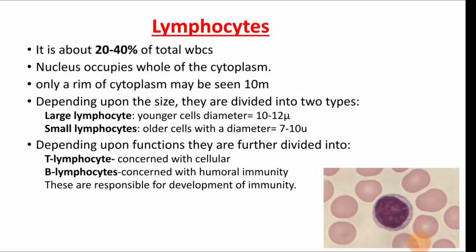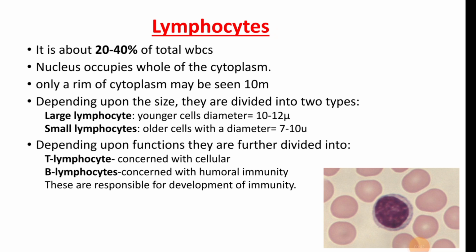Lymphocytes, it is about 20 to 40% of total WBCs. Nucleus occupies whole of the cytoplasm. Only a rim of cytoplasm may be seen. Depending upon the size, they are divided into two types, that is small lymphocyte and large lymphocyte. Large lymphocyte is the younger cell that measures 10 to 12 micrometer, and the small lymphocyte is the older cell which measures 7 to 10 micrometer.